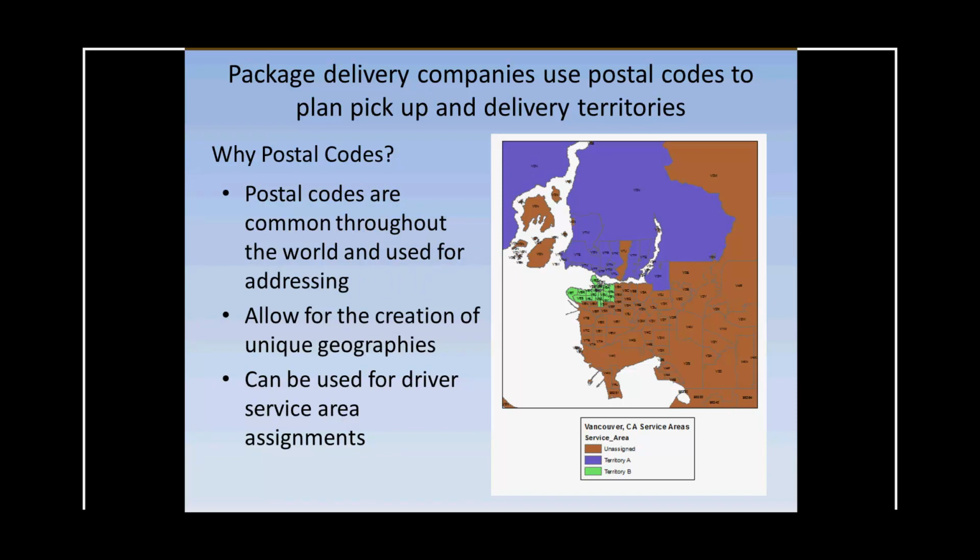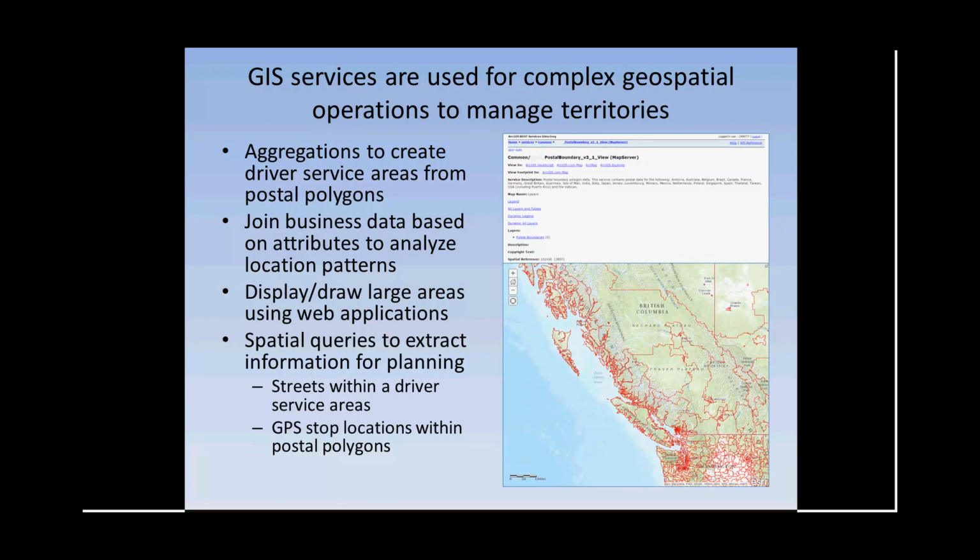They allow for unique creations of geographies, and service areas can be assigned based upon these that link back to the addresses. So GIS services are used for complex geospatial operations to manage these service areas. Aggregations are used to create the service areas from the postal polygons. Business data is also joined to these postal polygons and service areas to do analysis of location patterns. They're drawn in web applications to display this information, and there are spatial queries performed, like within spatial streets within driver service areas and GPS stops within postal polygon searches.